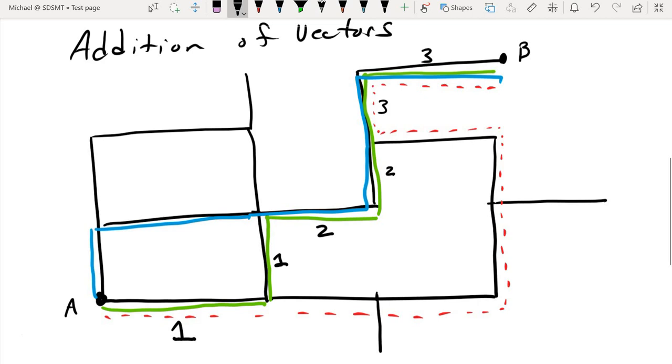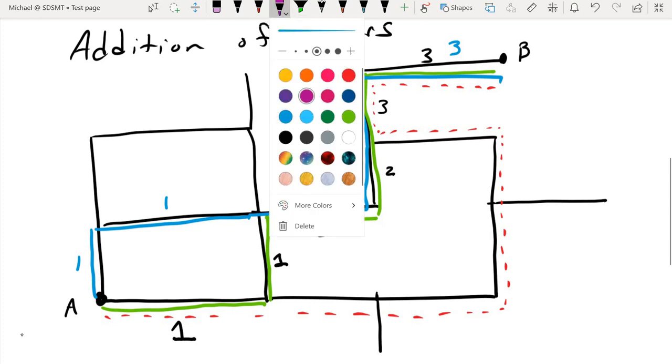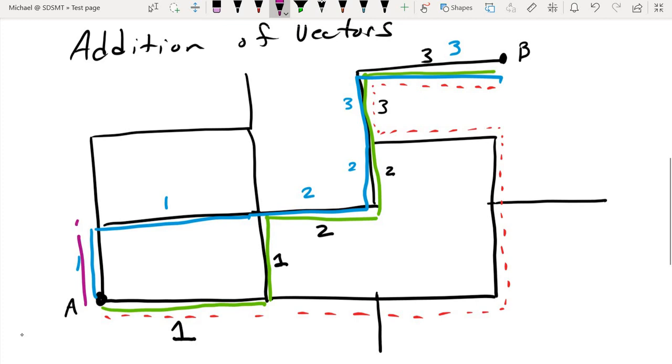For the second route, we'll switch over to that color, we had 1 block east, 2 blocks east, 3 blocks east, 1 block north, 2 blocks north, 3 blocks north. And so if we were to completely discount the fact that the roads don't necessarily go there, but just added together 3 north and 3 east, that would still get us from point A to point B.